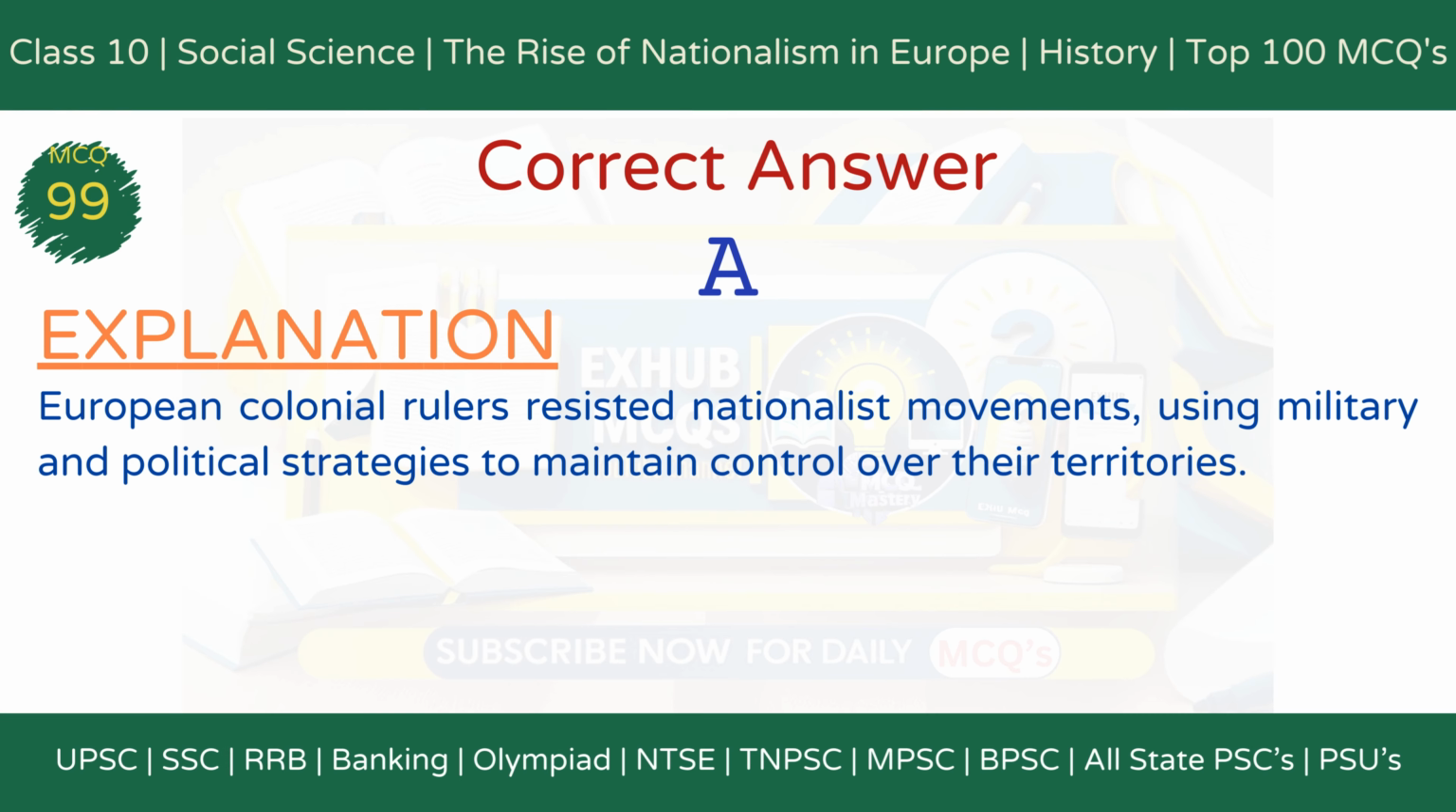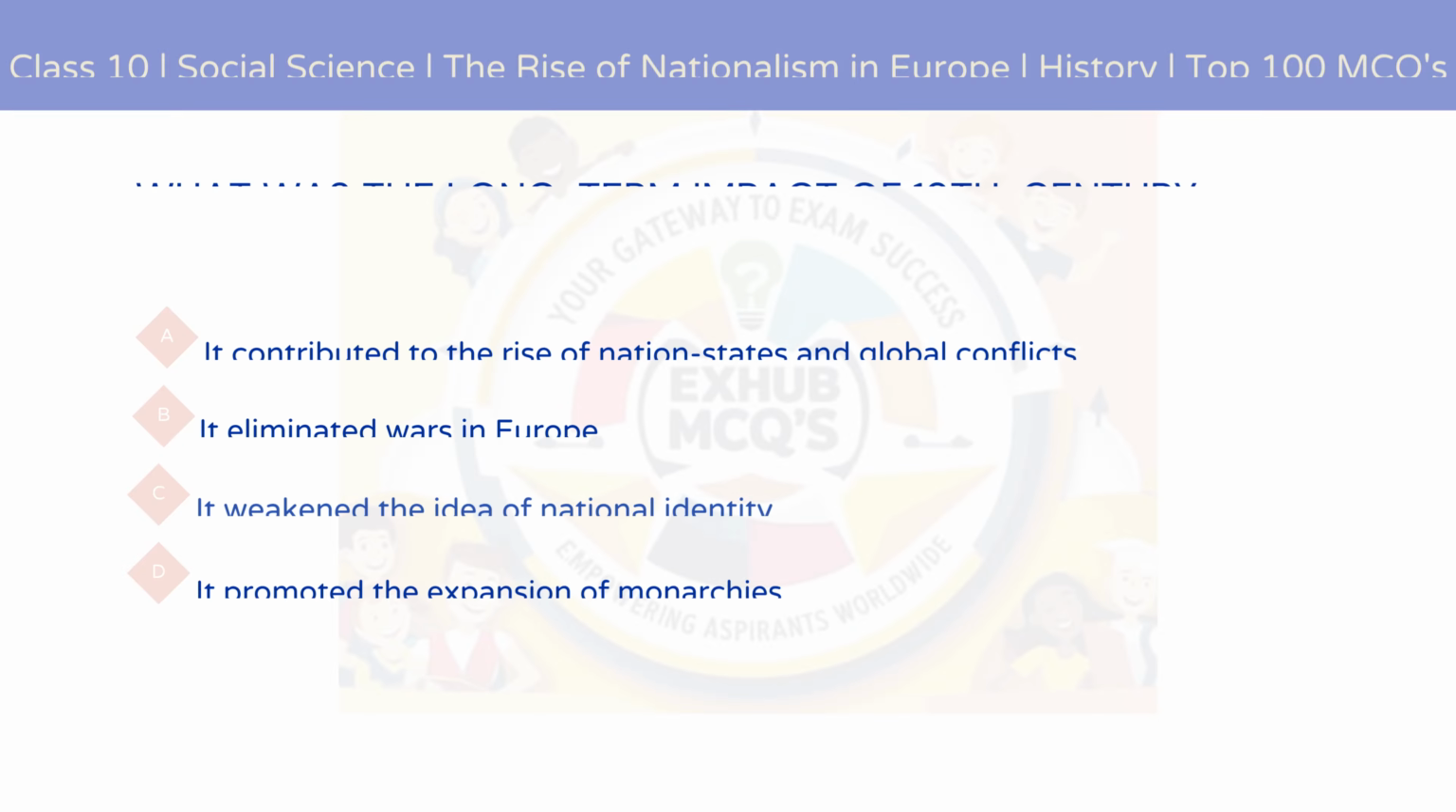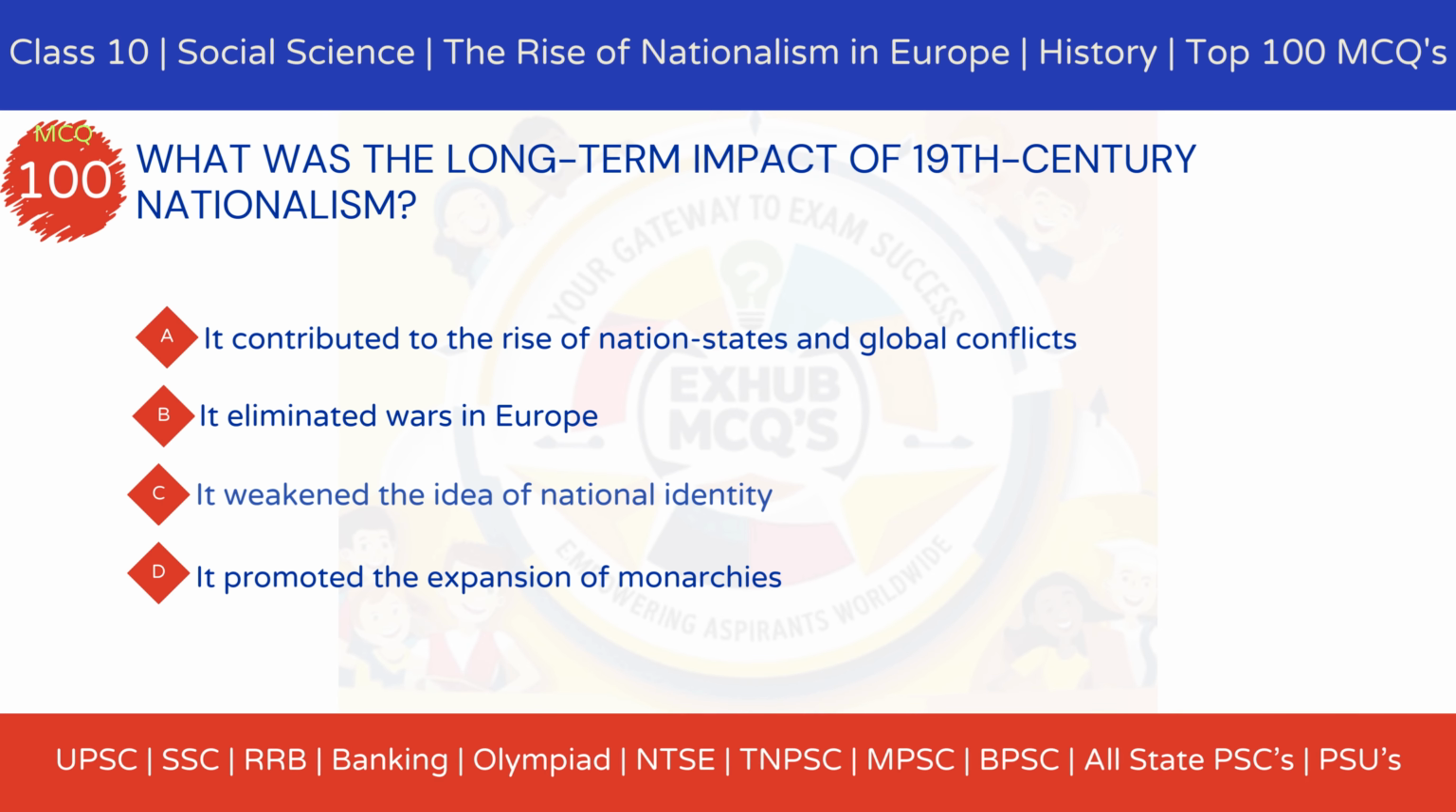The correct answer is option A. They resisted them to maintain control. Explanation. European colonial rulers resisted nationalist movements using military and political strategies to maintain control over their territories. MCQ 100. What was the long-term impact of 19th century nationalism?